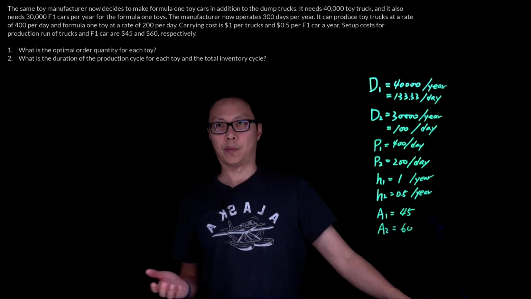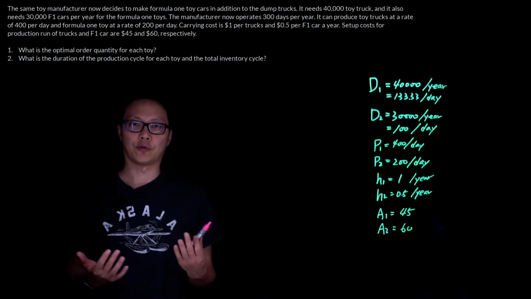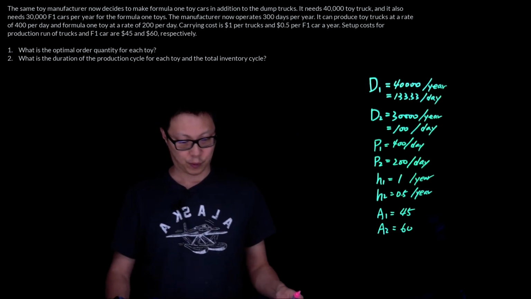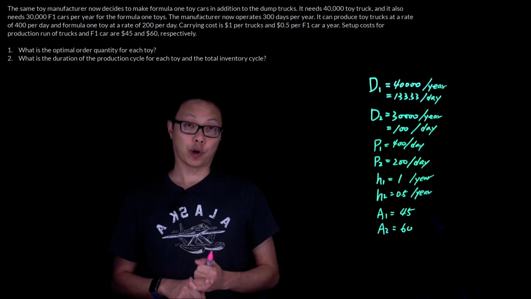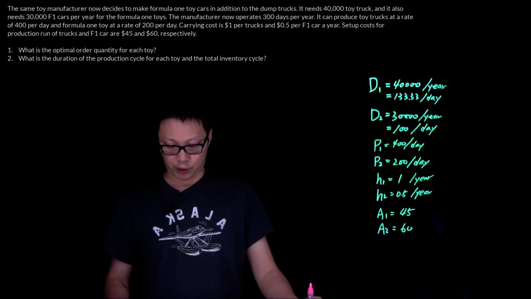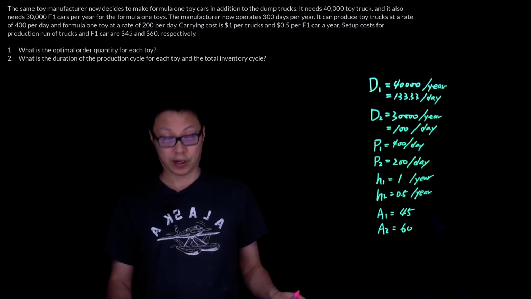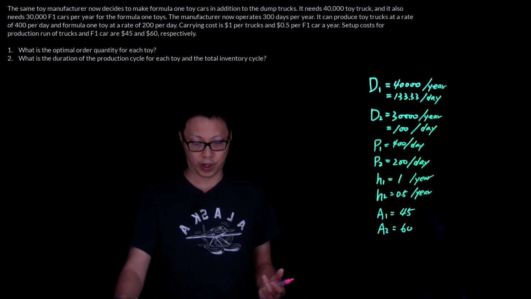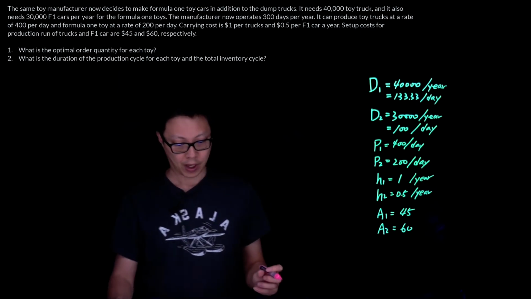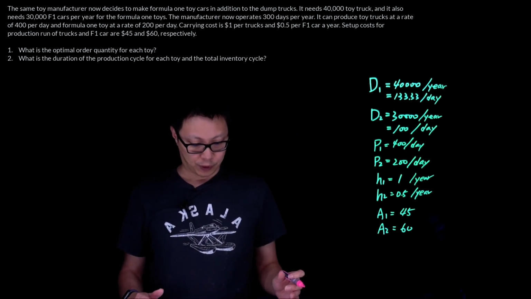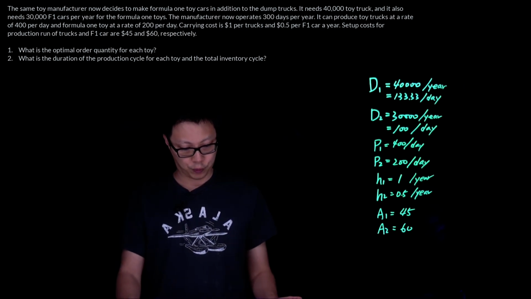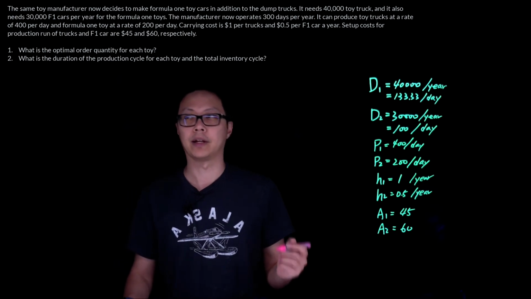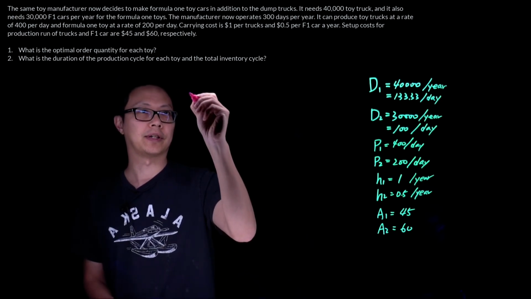Once we have all the parameters, then we can start to write out everything we want to calculate. So we want to calculate the optimal order quantity for each toy. We also want to calculate the duration of the production cycle for each toy, as well as the total inventory cycle. And to help us do the calculations, the first thing we want to do is to calculate the total inventory cycle T.